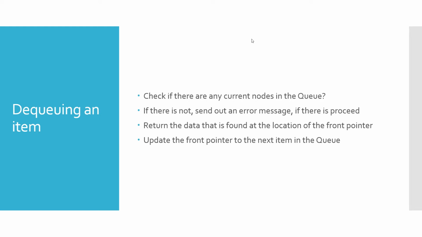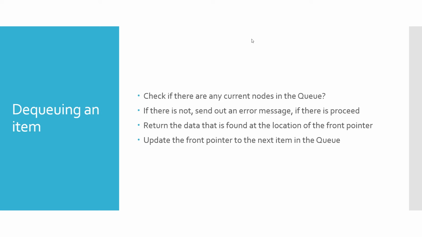Dequeuing an item. So first things first, remember dequeuing is to remove it. Check if there are any current nodes in the queue. So essentially, you cannot remove something from a queue if there is nothing in the queue in the first place. So if you say, give me the current item and there is nothing there, it will crash. And so you need to run that check, just as I said before, and output an error message. Sorry, user, but unfortunately there is actually nothing in your queue. Else you can proceed, okay?